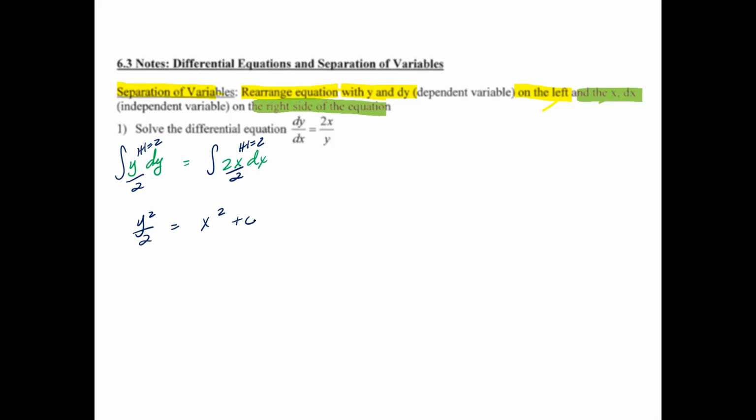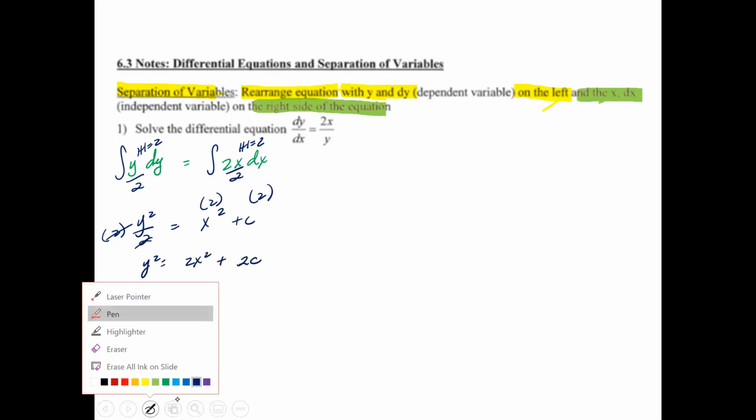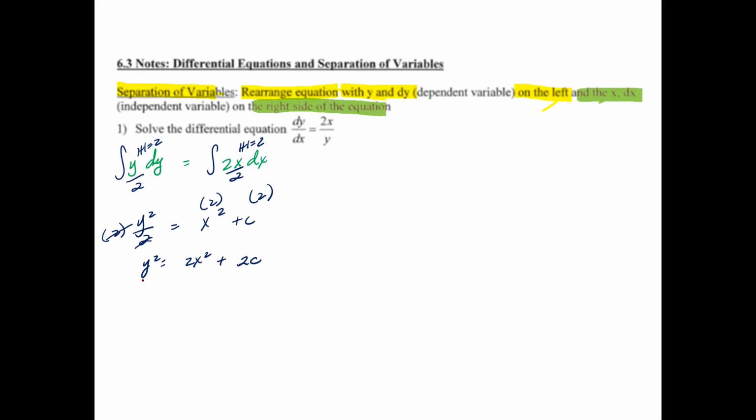Our goal here is to solve for y. So I'm going to multiply both sides by 2. Cancels, y squared equals 2x squared plus 2c. That's still like a constant. Now I'm going to square root both sides. So y equals plus or minus the square root of 2x squared plus 2c. And this right here is your answer. And this is how we integrate with separation of variables.